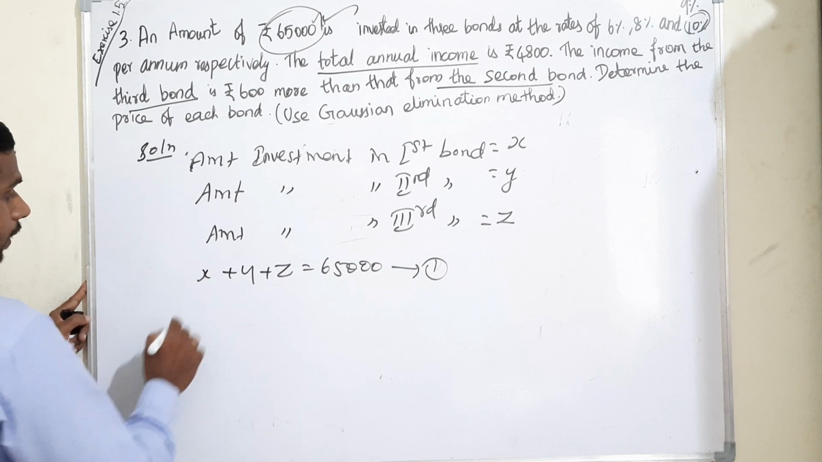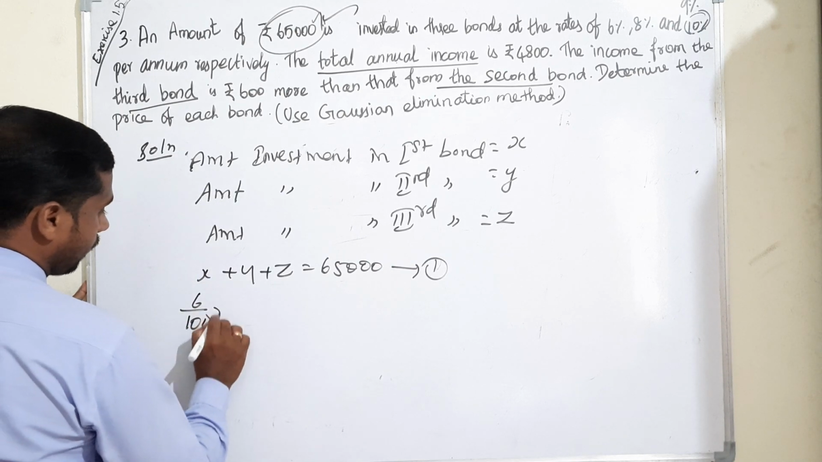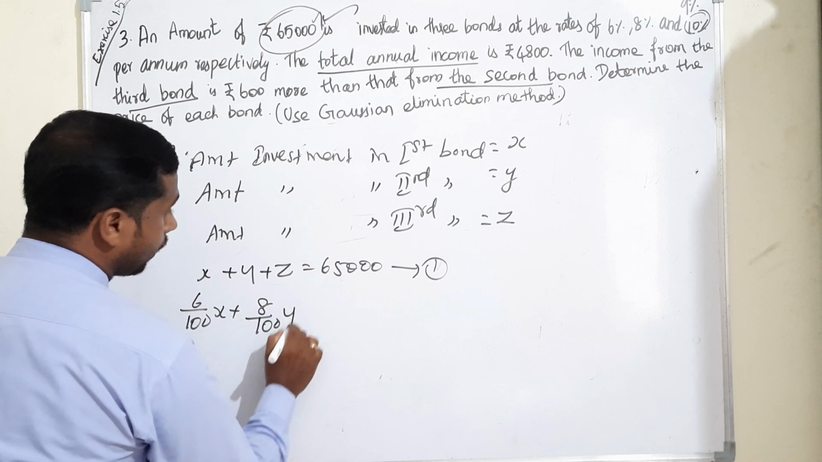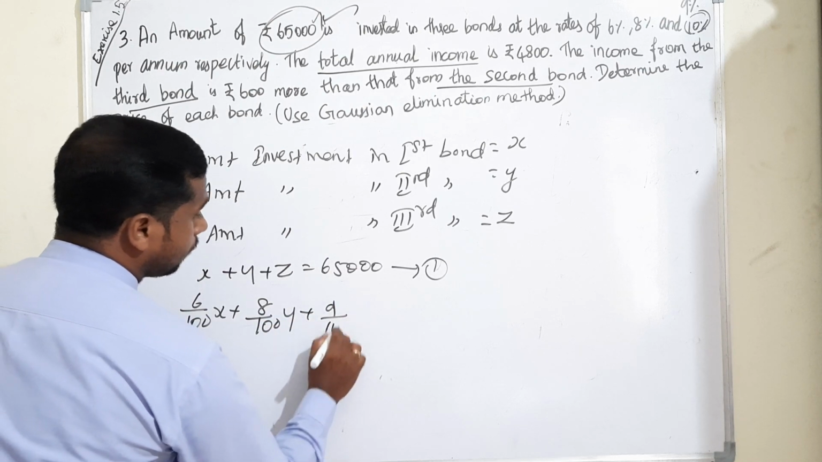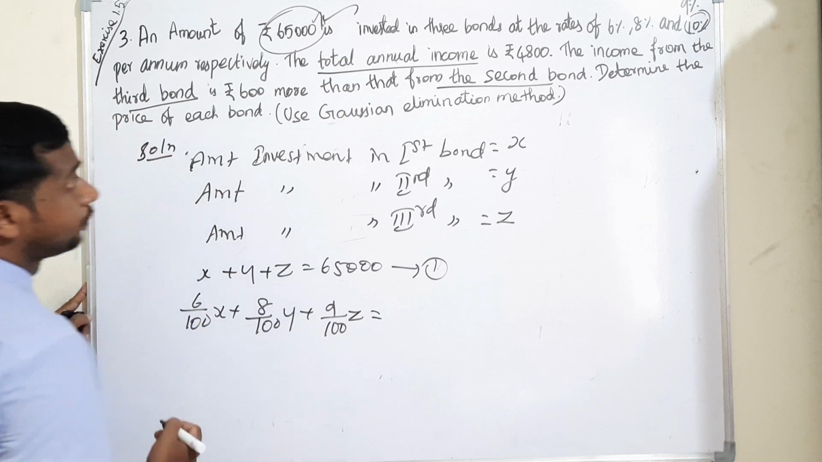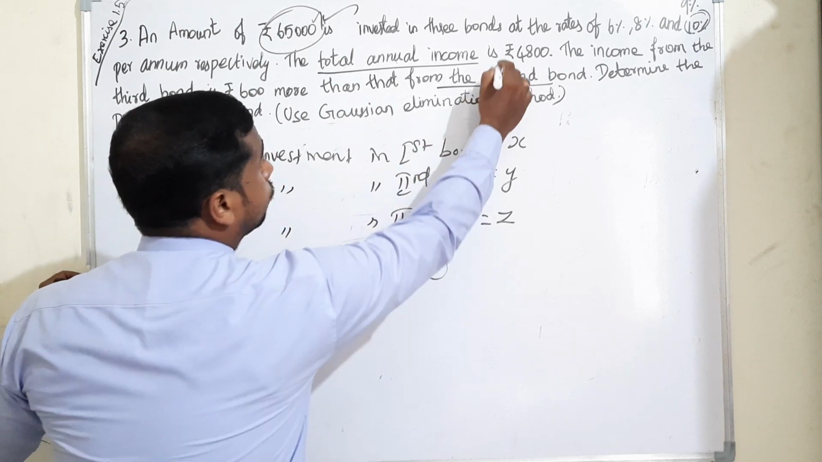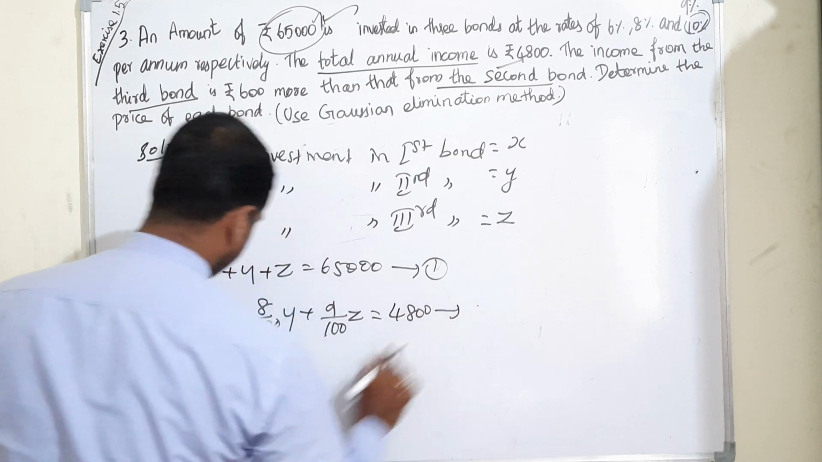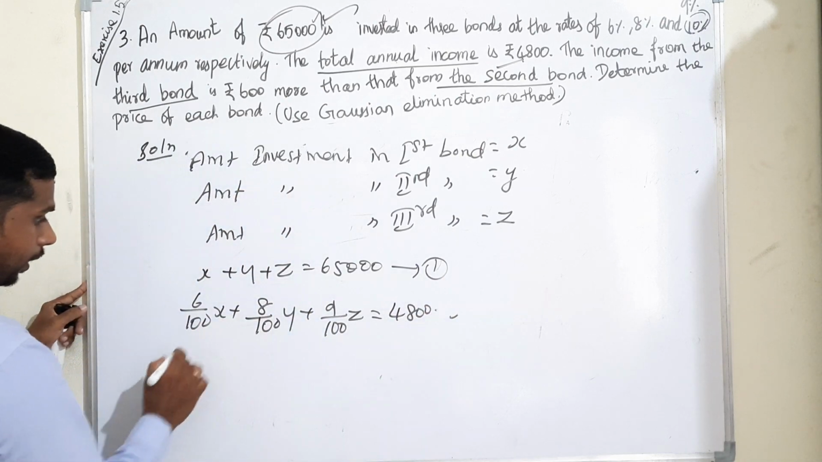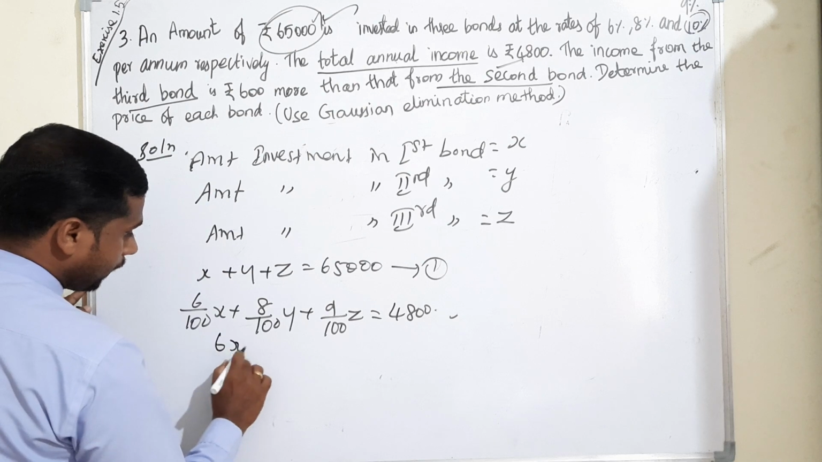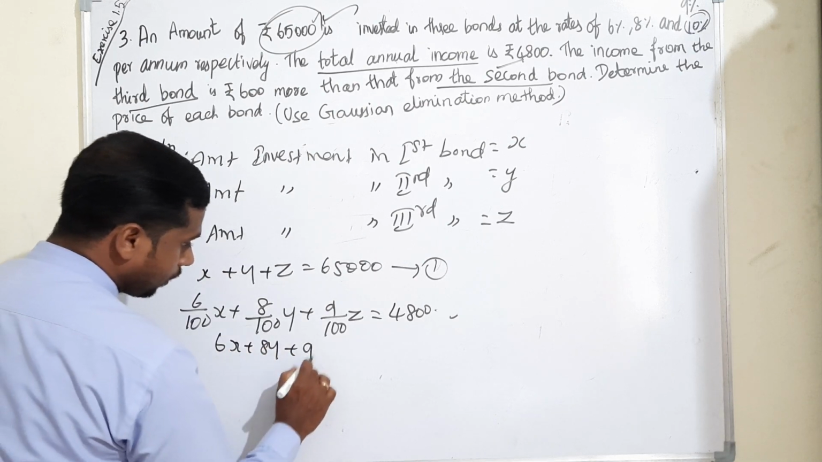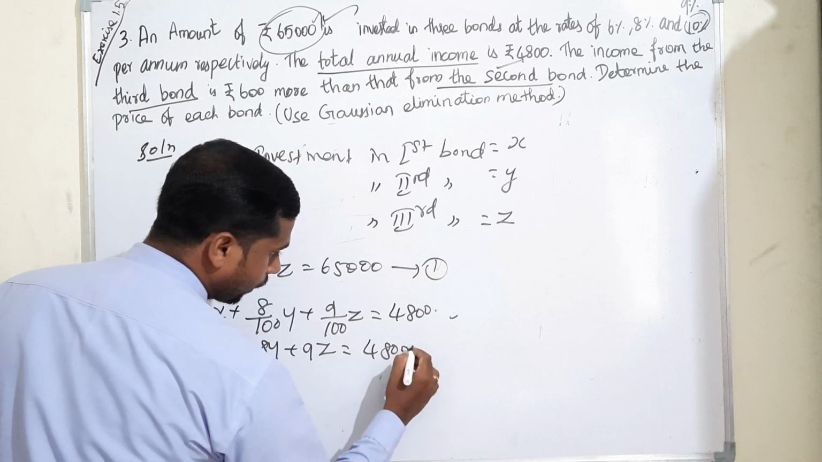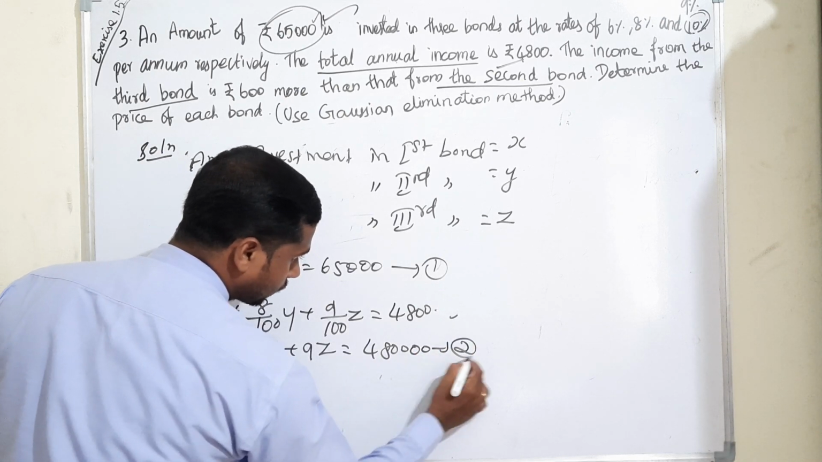Second step: 6% means 6 by 100 into X, 8% means 8 by 100 into Y, and 9% means 9 by 100 into Z is equal to 4800, isn't it? Consider this for equation number 2, first we have to rearrange. The common denominator 100 means 6x plus 8y plus 9z is equal to 480000, add two more 0s with 4800, isn't it? This is considered equation number 2.